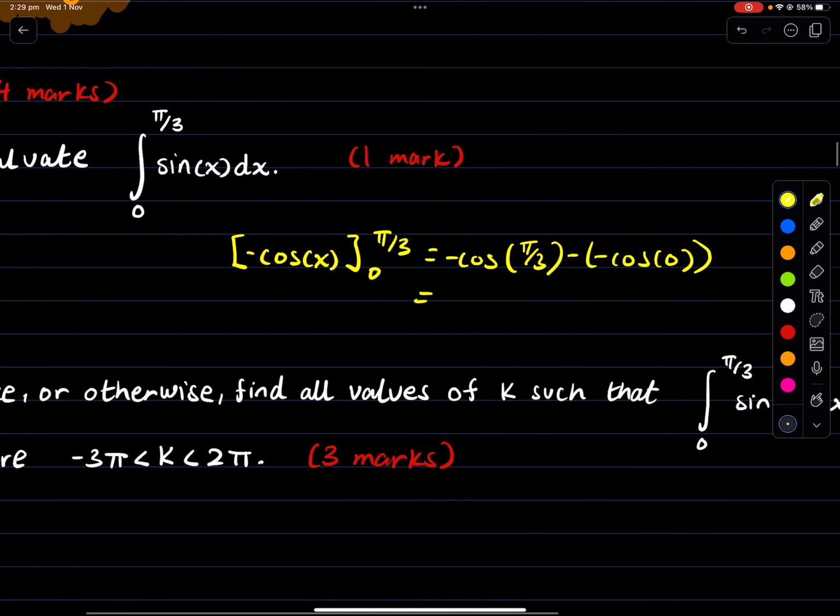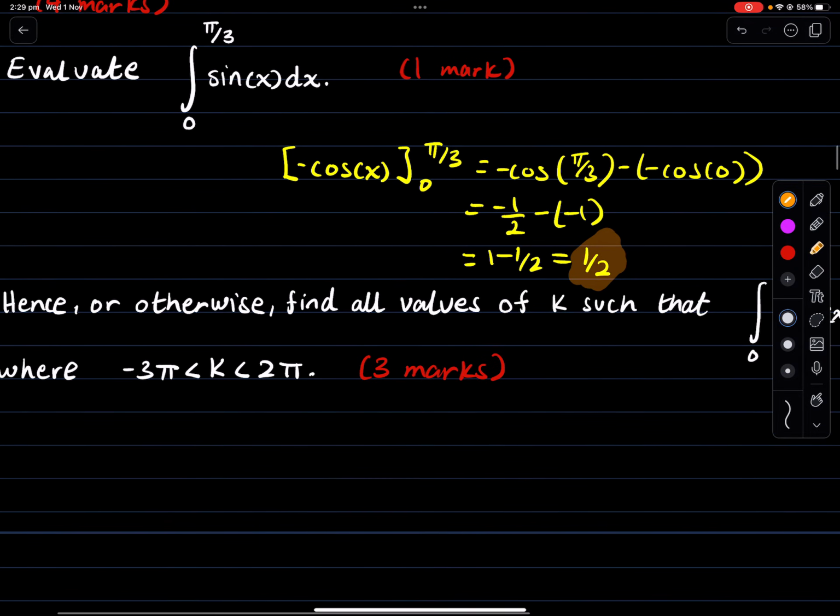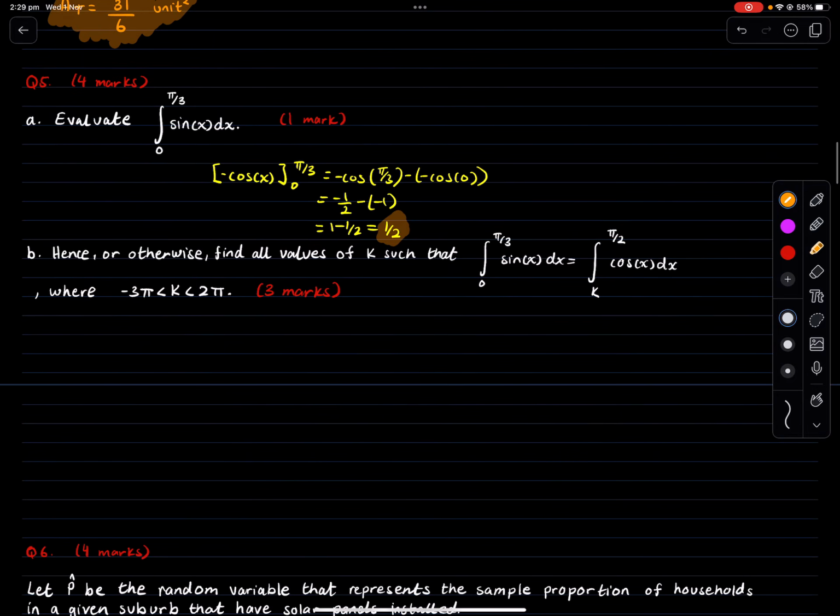Which, this will be negative half here minus cos of 0 is 1, so minus 1. So this would be 1 minus half, so this will overall be a half. All right. This would be a half. Done. Hence or otherwise, find all values of k such that this is equal to that, where k is between negative 3 pi to 2 pi.